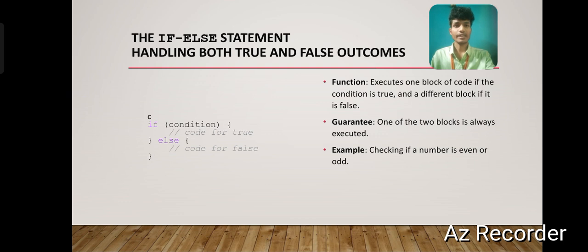The if-else statement: handling both true and false outcomes. If condition, code for true, else code for false. Function: execute one block of code if the condition is true and a different block if it is false. Guarantee: one of the two blocks is always executed. Example: checking if a number is even or odd.